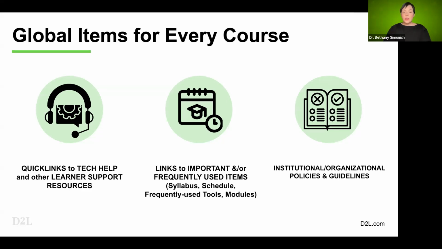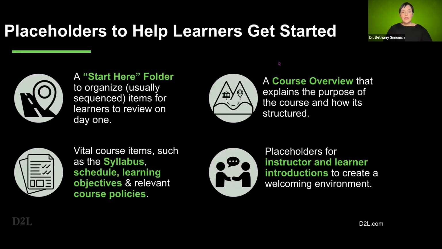In general, global items are unrelated to the specific course content or activities and are things that the instructor or designer would not need to or want to modify. The second type of item to include in the LMS template are placeholders that include the what and why for instructors and designers to modify for that particular course or its specific learning cohort. One good example of this is a pre-structured Start Here folder, where the items that learners need to get started on day one are sequenced out for ease of review.